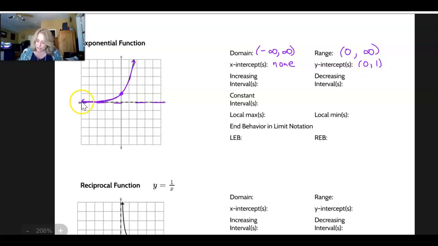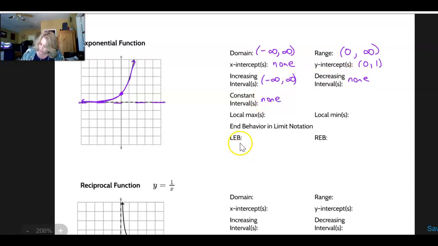And then now as we start at the left end of the graph and we go to the right, what is the y value doing? It's always going up over the whole domain. So we're going to say it's increasing from negative infinity to positive infinity. It's not decreasing. It's never constant.